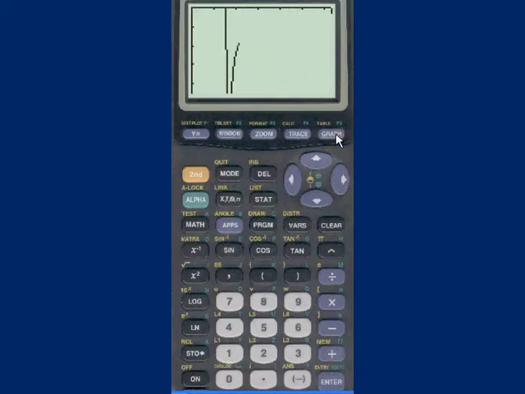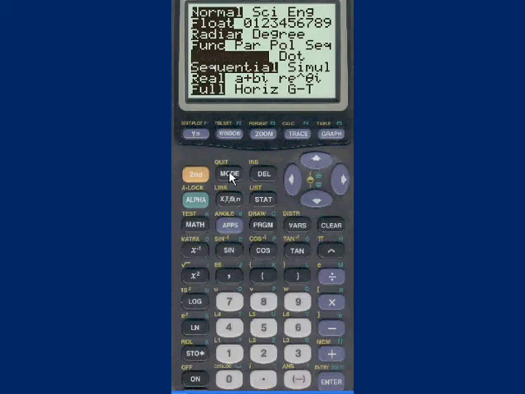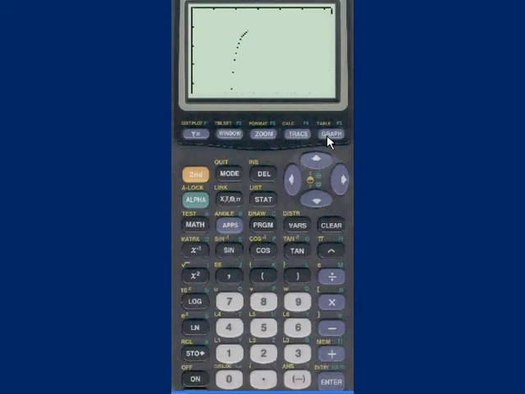Okay, that's in connected mode. Let's go back and put it in dot mode and see if that changes anything. Oh yeah, that does. Okay, that does change things. Okay, so good. There it is in dot mode. So we'll go ahead and calculate it.